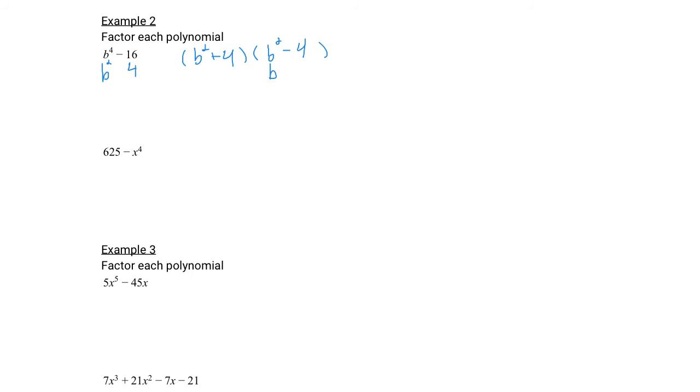B squared, square root is b, 4 is 2. So b squared plus 4 is going to stay. B squared minus 4, we're going to factor again and have b and 2. And that's it. We've done it.